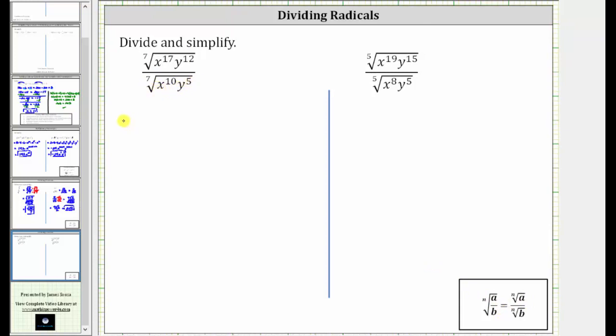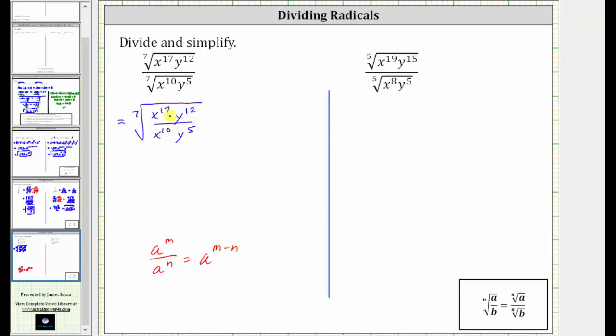The given expression is equal to the seventh root of x to the 17th y to the 12th divided by x to the 10th y to the 5th. This is helpful because now we can simplify this fraction before we determine the seventh root. Remember, when dividing and the bases are the same, we subtract the exponents. The exponent rule is a to the m divided by a to the n is equal to a raised to the power of m minus n.